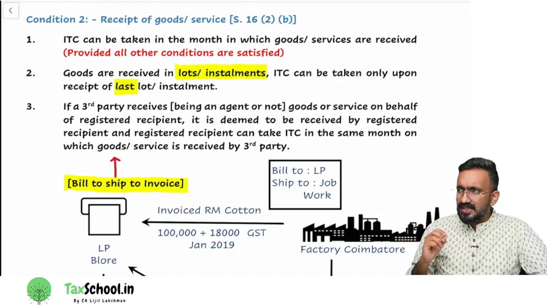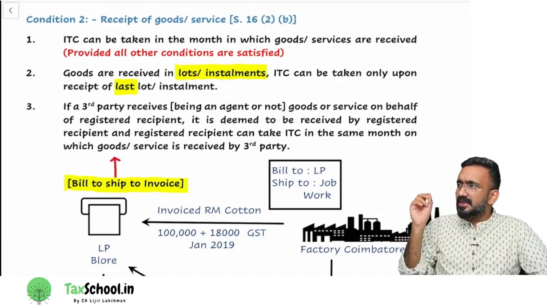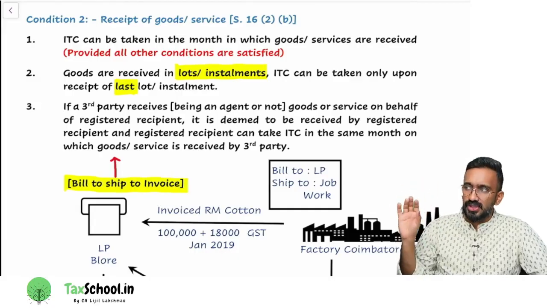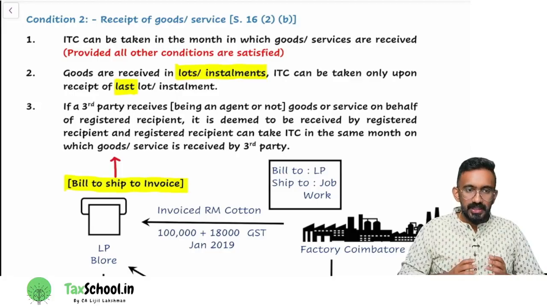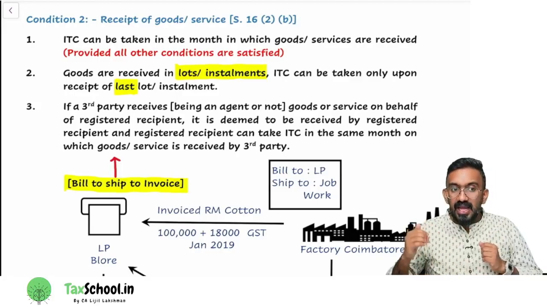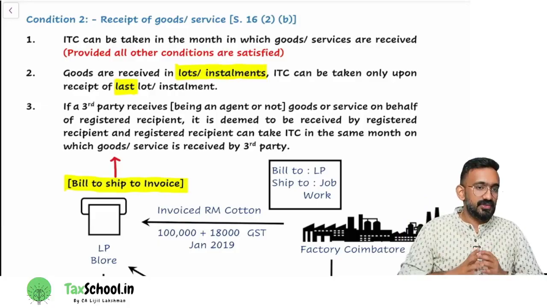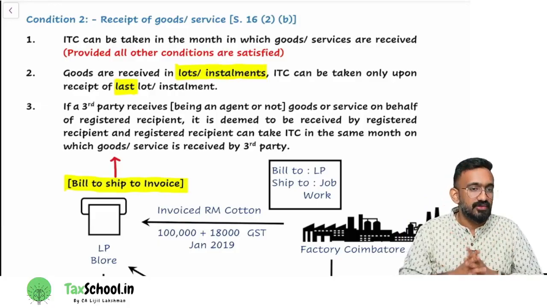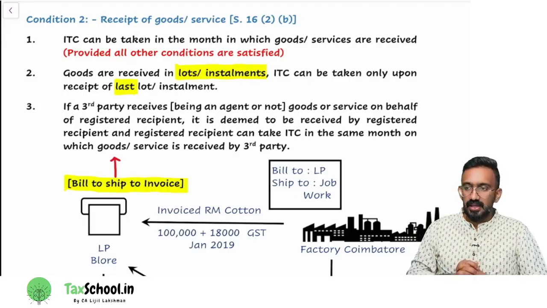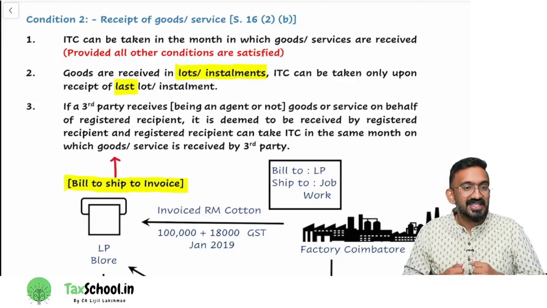Note number 1 says ITC can be taken in the month in which goods or service are received, provided all other conditions are satisfied. I got the bill in January. I have received the goods only in March. When can I take ITC? Only in March I will be able to take ITC. Why? To take ITC, you should have received goods or services.